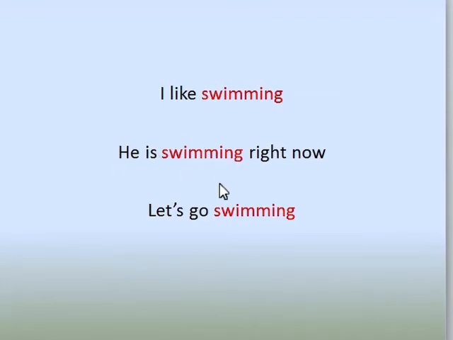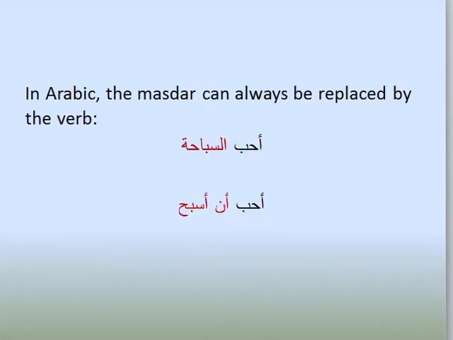The other two, although it's the exact same word, right, as far as how it's written, you can see it, and it refers to the same thing. These are not nouns. Now, you say that's confusing. Well, the easy way to remember is stop trying to think of the English grammar and just follow the Arabic grammar. Okay, so in Arabic, the Masdar can always be replaced by a verb.